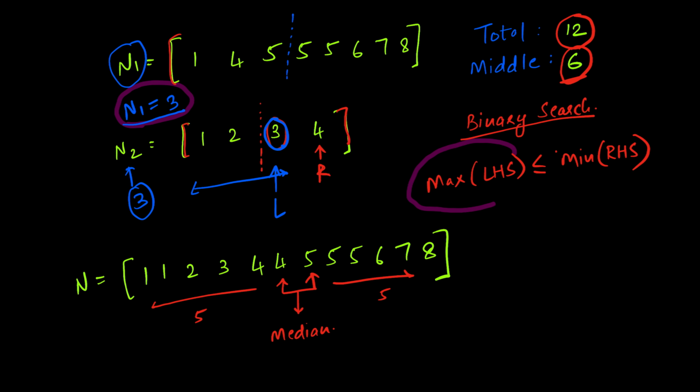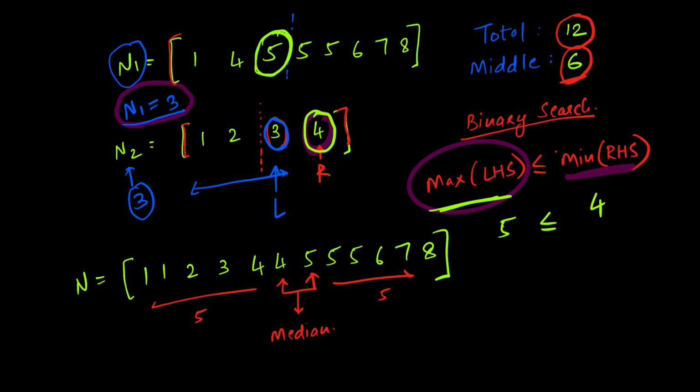Now we'll repeat the same check to look at the max of LHS and compare it with the min of RHS. Is the condition sufficed? The min of RHS is 4 and the max of LHS is 5. As the condition is not sufficed, we'll repeat the same cycle of updating the left pointer. So the new value will be left pointer equals mid plus 1, which equals the right pointer. So both left and right pointer are pointing at the same value. The midpoint is also going to be the same.